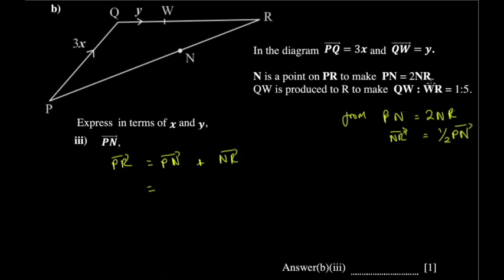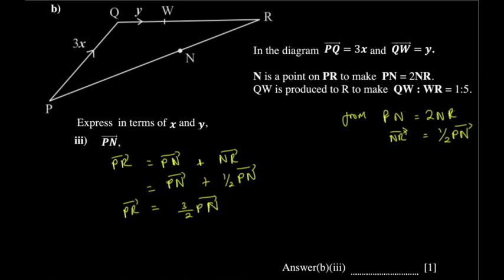And then here you can put vectors, as long as they are going in the same direction. N to R, P to N, they're in the same direction. Then you're given this. So what you do is substitute this one, PN plus half PN. Those are vectors, and then you get 3/2 PN here.